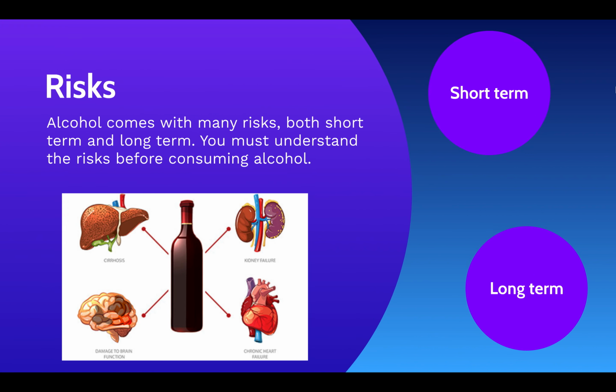Now that there is a clear understanding of how to safely consume alcohol, we will go over the risks associated with alcohol.